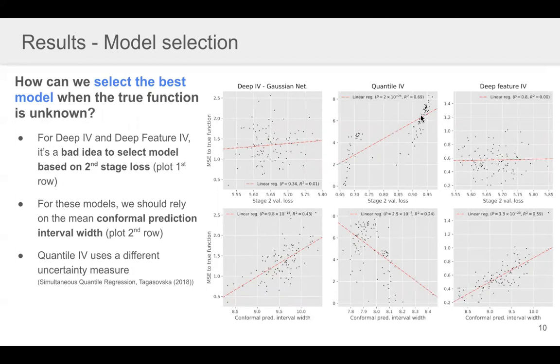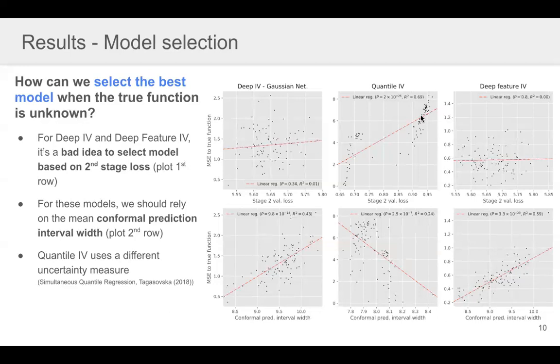In this plot, the top row shows the relationship between the MSE to the true function and the second stage validation loss. We see that there is no correlation for both deep IV and DFIV. Interestingly, for these two models, we can see on the bottom plot that the conformal prediction interval width does predict the MSE quite well, and that selecting the model that has the smallest prediction interval width is a good strategy in this analysis. We also know that the conformal prediction interval in quantile IV is obtained differently than for the other two methods, which could explain why it behaves differently.